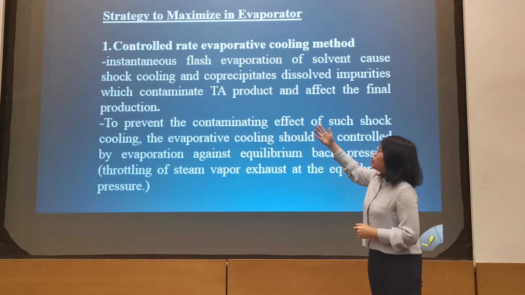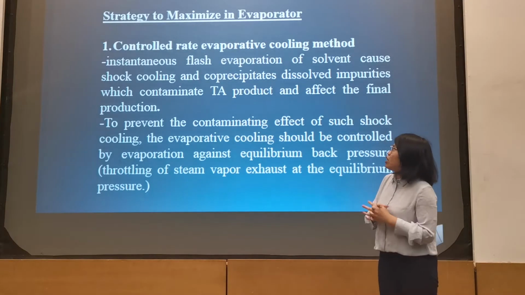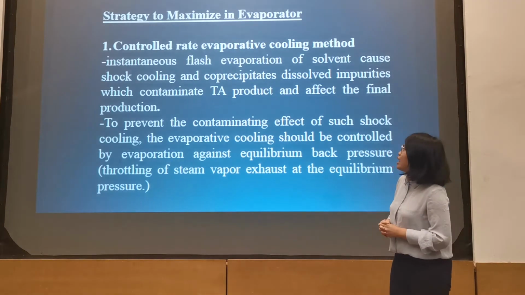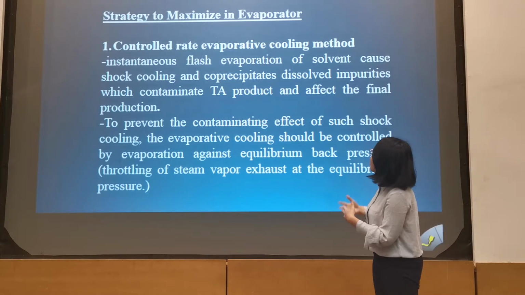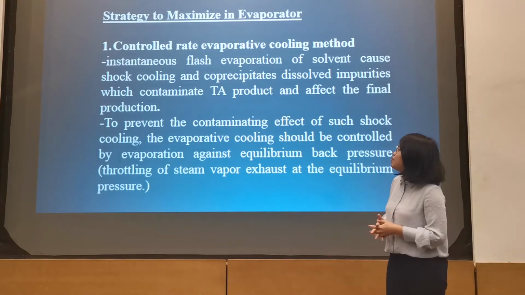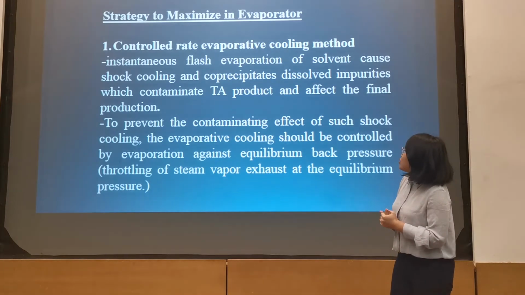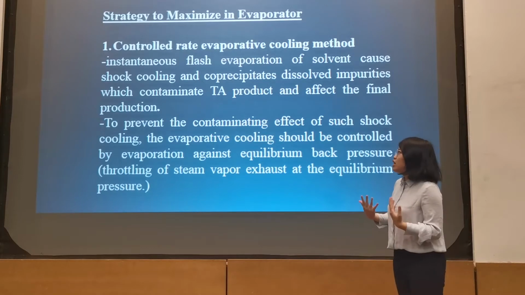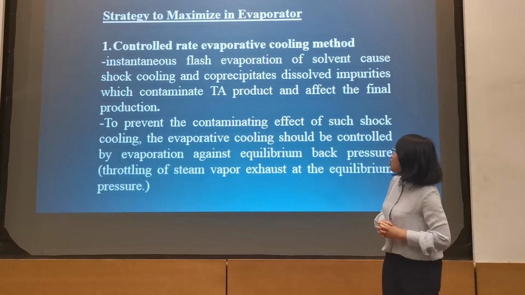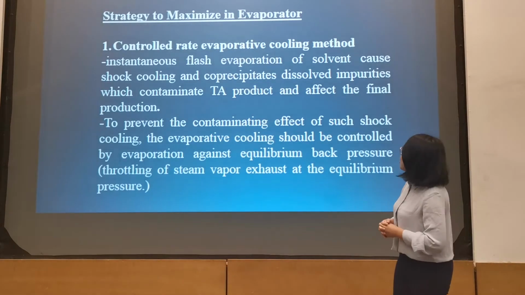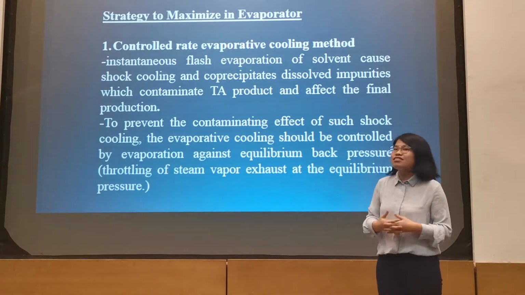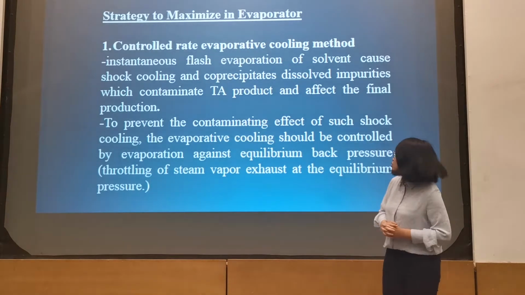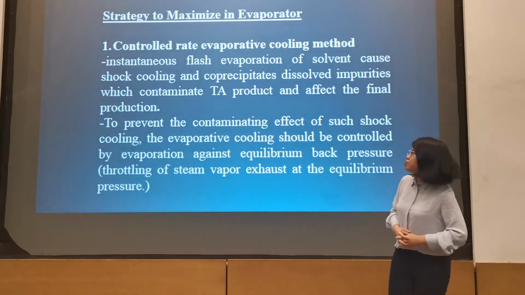First, I will use the controlled-rate evaporative cooling method. This is because the instantaneous flash evaporation of solvent may cause sudden cooling and precipitate the dissolved impurity, which may contaminate the TA product, and this will affect the final production of purified TA in powder form. So to prevent the contaminating effect of such sudden cooling, the evaporative cooling should be controlled by evaporation against the equilibrium bed pressure, for example, venting of steam vapor at the equilibrium pressure.